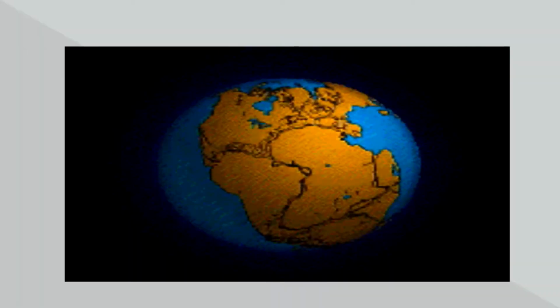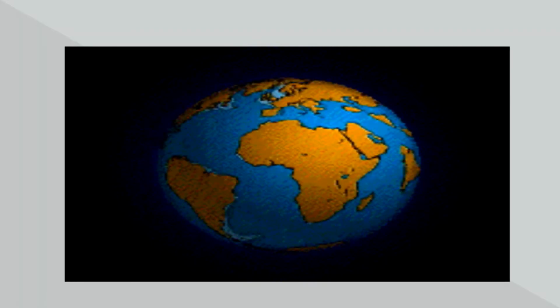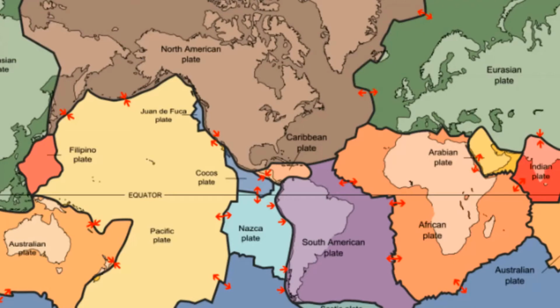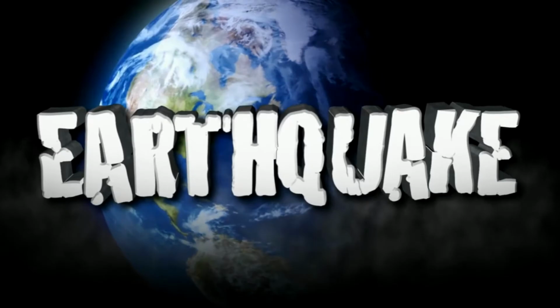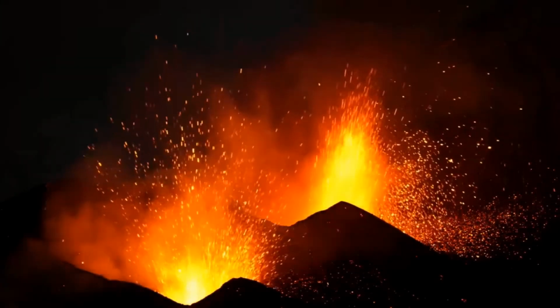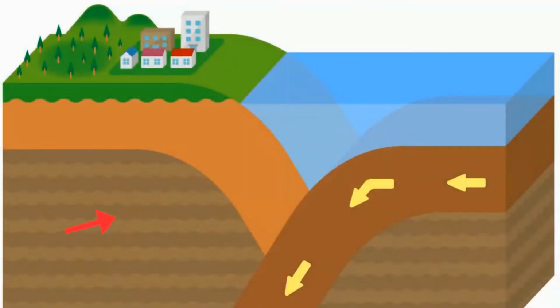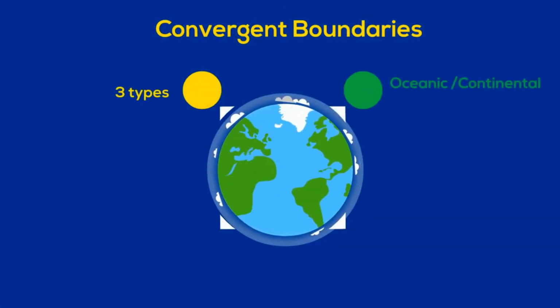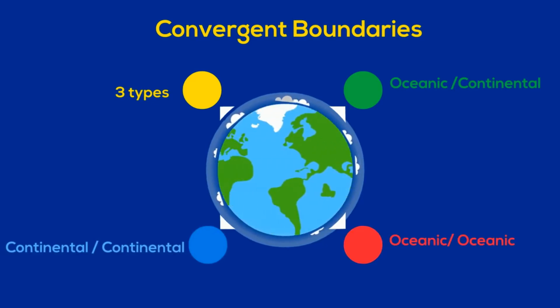Convergent boundaries occur when tectonic plates move towards each other and strike one another. If you look at this map of the major plates, you can notice several that are convergent boundaries. As these plates move and strike one another, you may get earthquakes, volcanoes, or deep trenches. There are 3 major types of convergent boundaries: oceanic and continental lithosphere, oceanic and oceanic lithosphere, and continental and continental lithosphere.